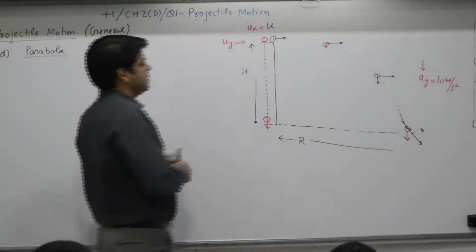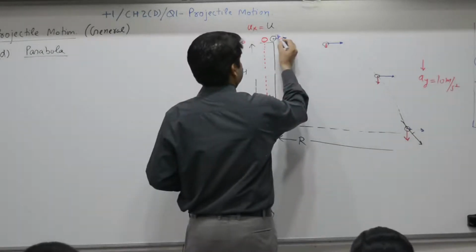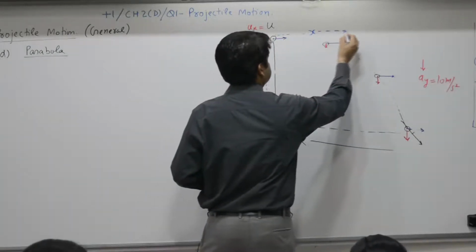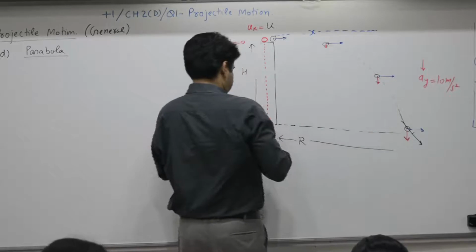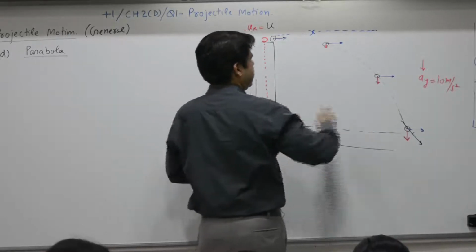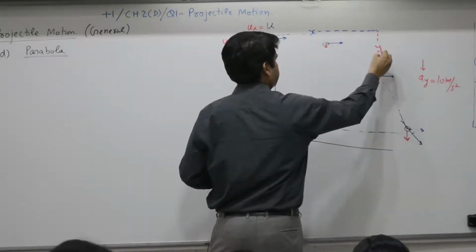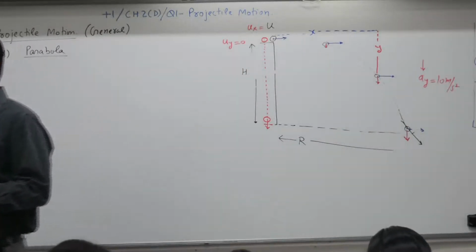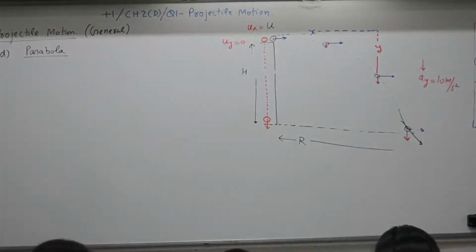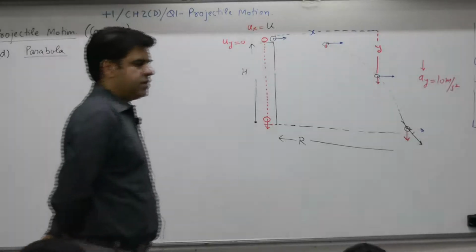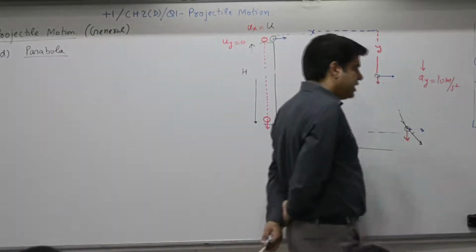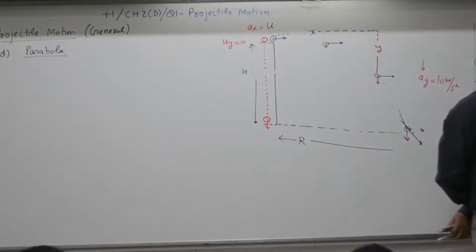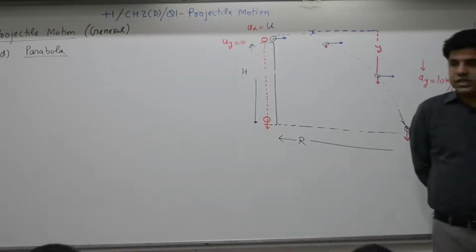Suppose at any instant this horizontal distance covered is x, and the vertical distance covered at any instant is y. Write formula for x and y as a function of t. Try. Ninth class, s is equal to ut plus half at square. Write x as a function of t.